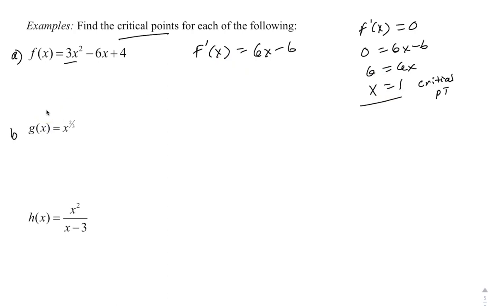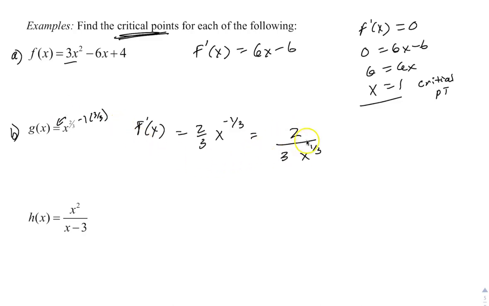Let's do the next one. g of x equals that. So let's take a derivative. I'm trying to look for the critical points. Bring the 2/3 down, subtract 1 off, common denominator. I get negative 1/3. So let's rewrite that as 2/3 x to the negative 1/3. So that's my derivative. If I want to find my critical points, I have to find two things. One, where does it equal 0?